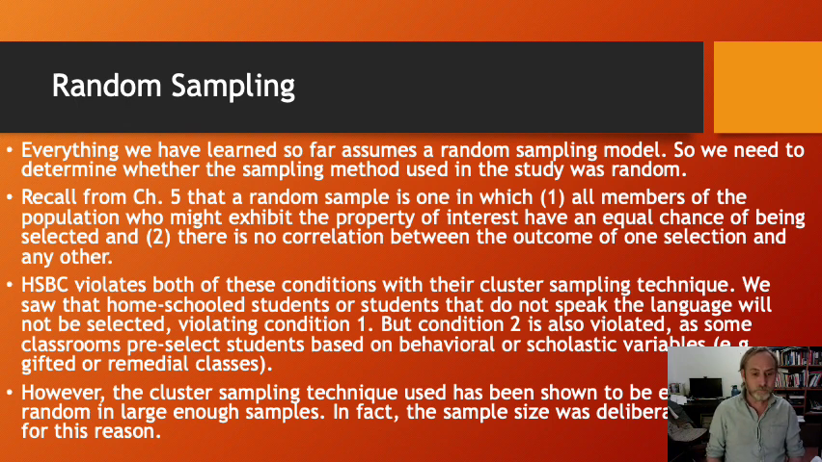Nonetheless, despite the fact that it does violate both conditions on random sampling, this technique has been shown rigorously, and they're just asking you to trust them here, that if you have a large enough sample, it will approximate random sampling. And that's the reason for the pretty large sample size. So even though it might not seem random, they know that if you get a big enough sample, it'll act like a random sample.